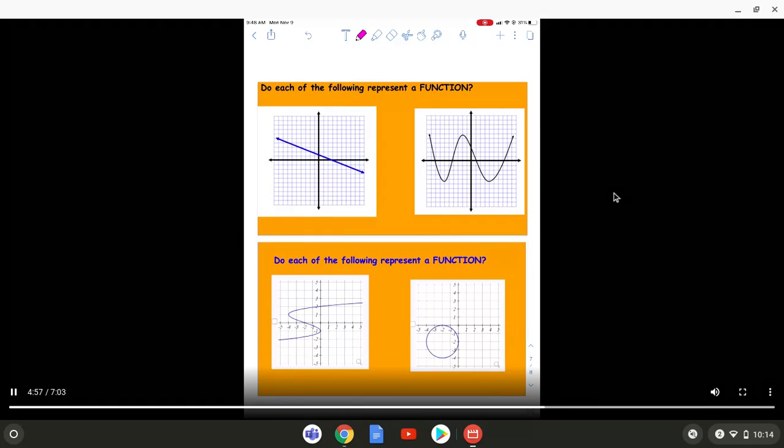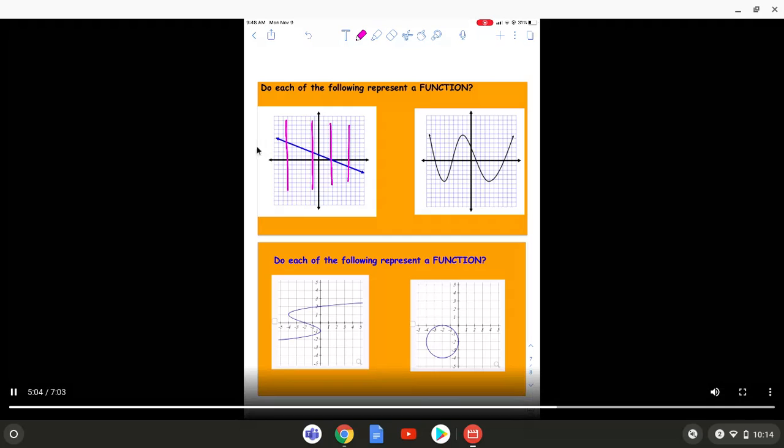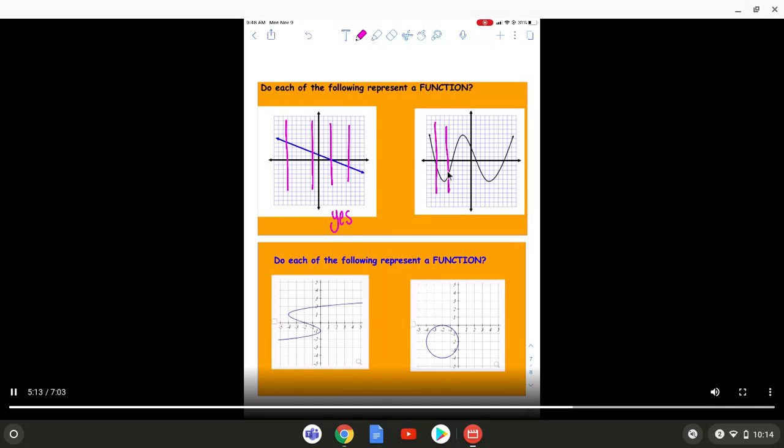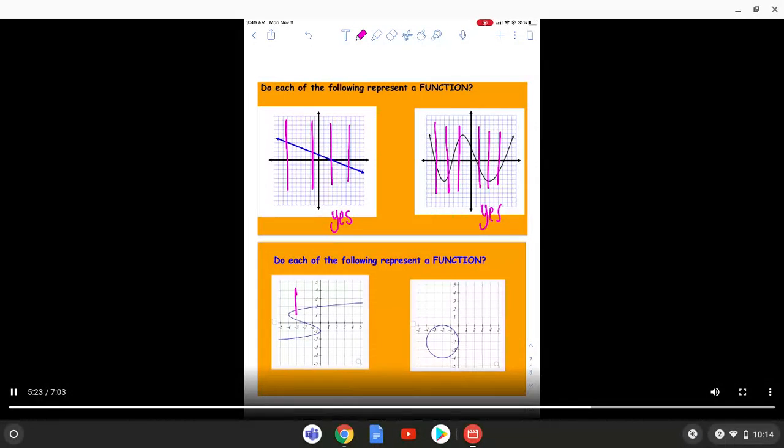Now, for our graphs, we're going to do the vertical line test. I'm going to draw some straight lines. So each line I draw only hits once, so that is a function. Let's do the same thing here. Okay, 1, 1, 1, 1, 1, and 1. So that is also a function. And when you're doing this, you only need to draw about 3 or 4 lines. You don't have to do a whole bunch.